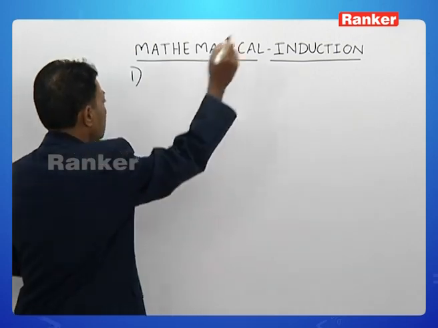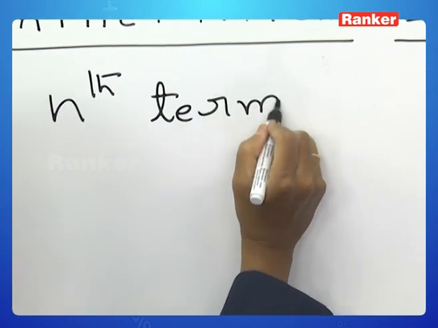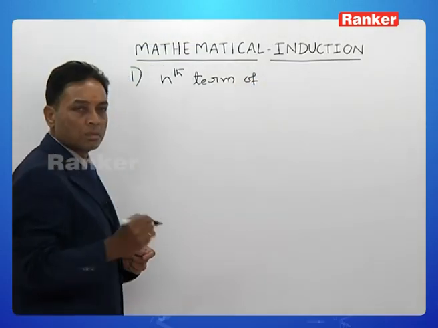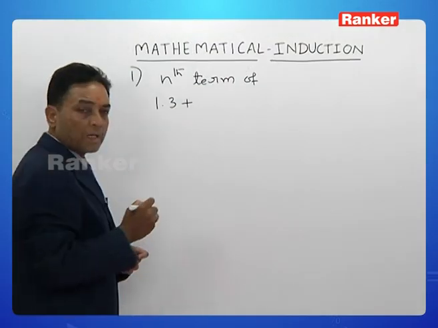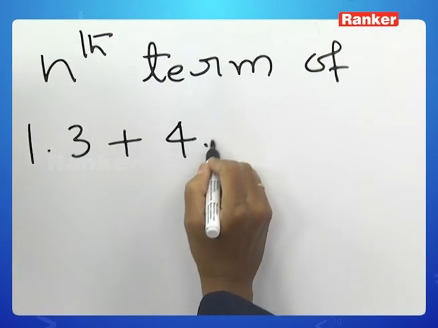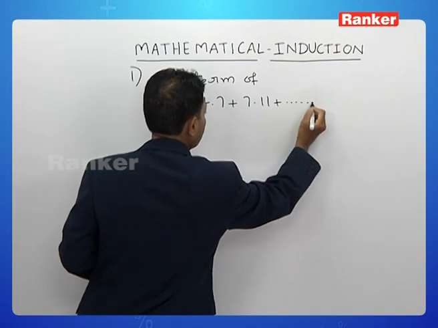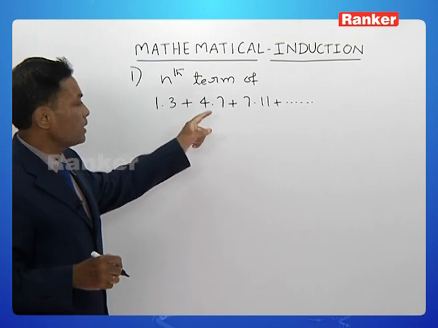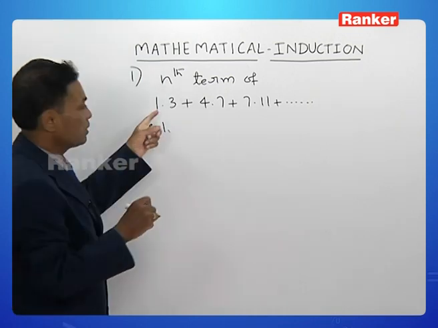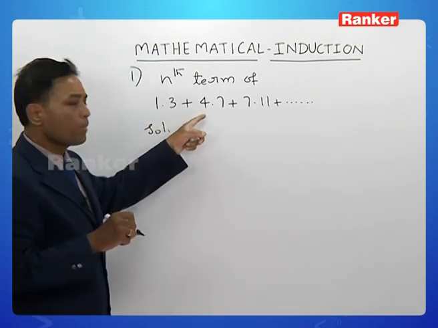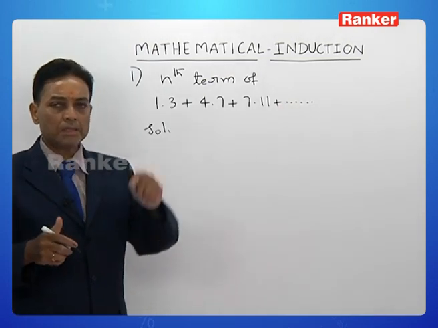So, I will write the question now. Nth term of the series. What is the series given? 1 into 3 plus 4 into 7 plus 7 into 11 and so on up to n terms. What is the nth term in this series? Let us see. Each term has 2 factors. Here 1 into 3 is there, here 4 into 7 is there, here 7 into 11 and so on. So, automatically the nth term also contains 2 factors.